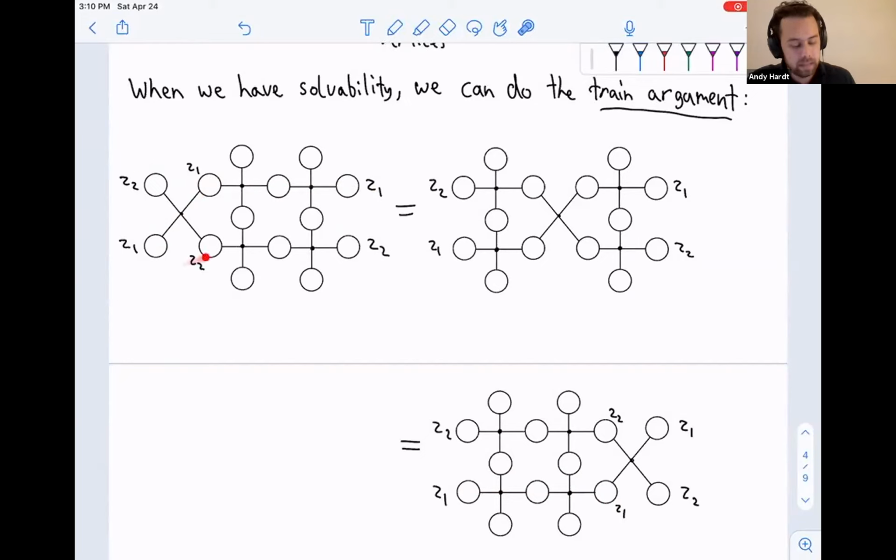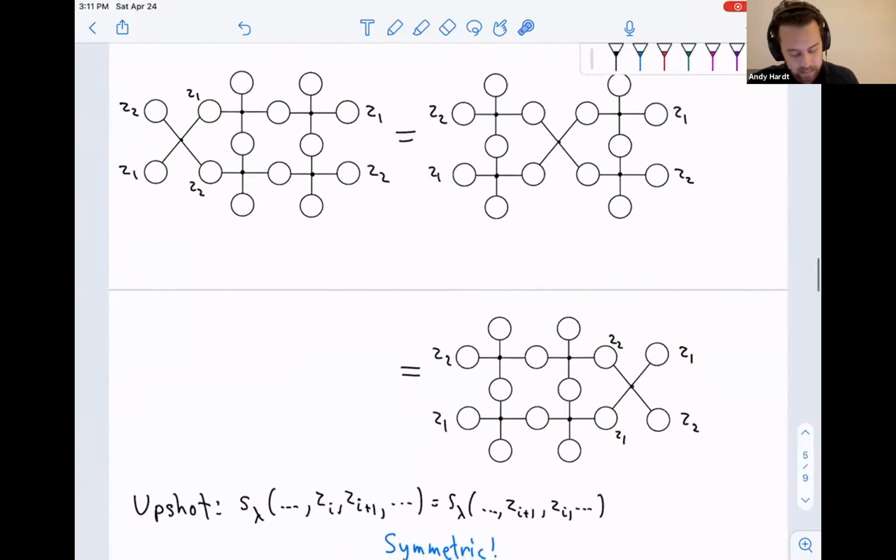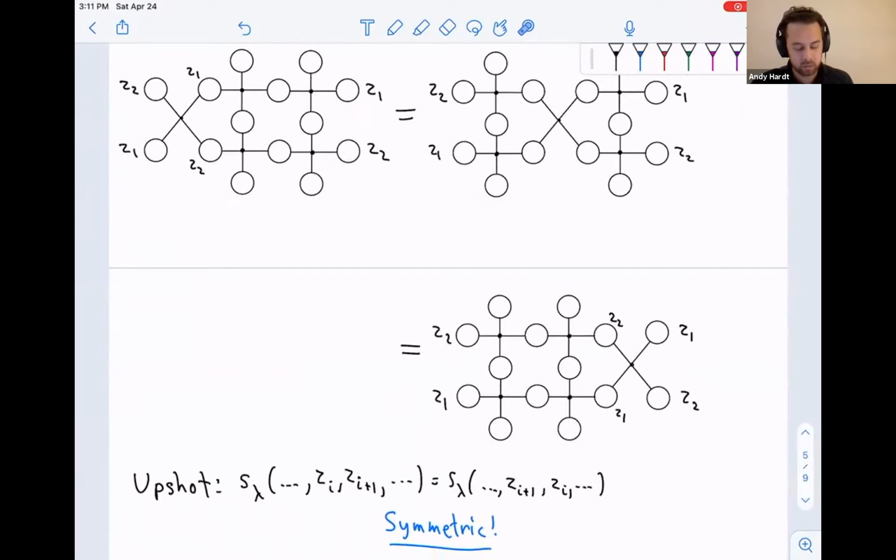And so if we can pop these vertices off, then this tells us a functional equation of the partition function of the model. And in the case of Schur polynomials, it's particularly simple. We just get that this partition function equals this swapped partition function. And so the upshot is that if I switch two parameters of the Schur function, I get the same thing. And so this is a way to prove that Schur polynomials are symmetric.